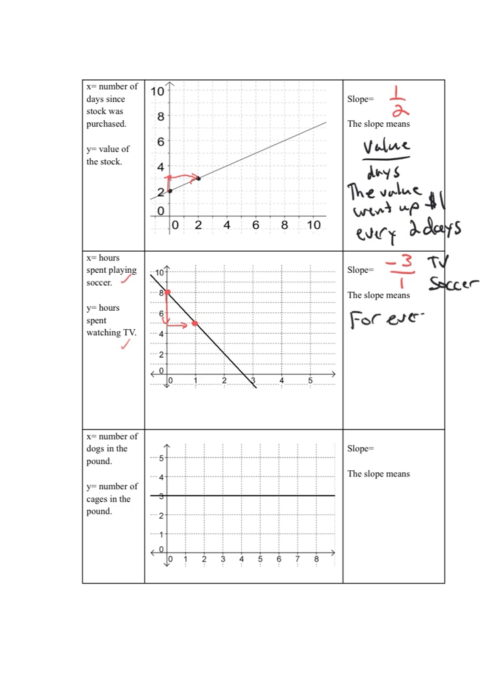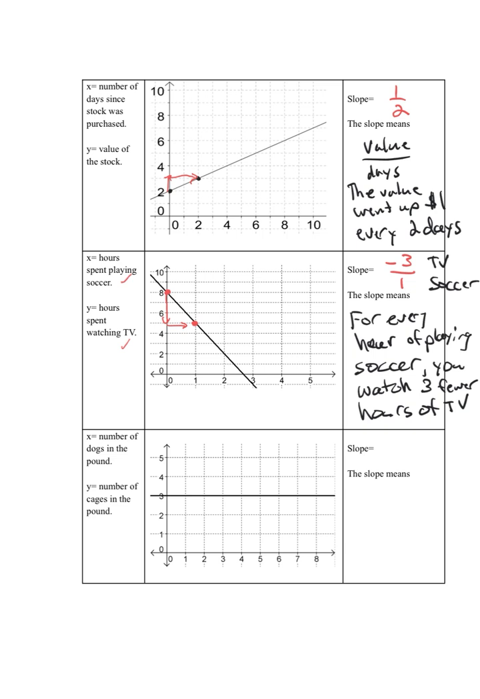For every hour of playing soccer, you watch 3 fewer hours of TV.